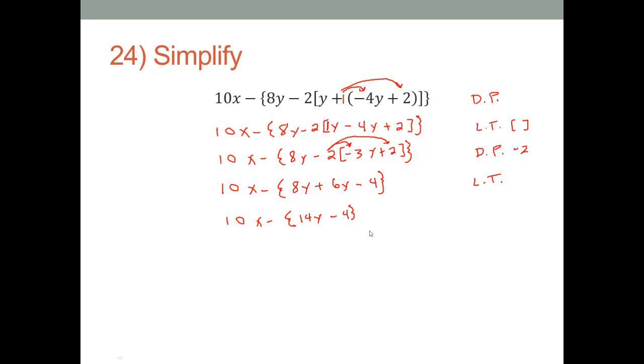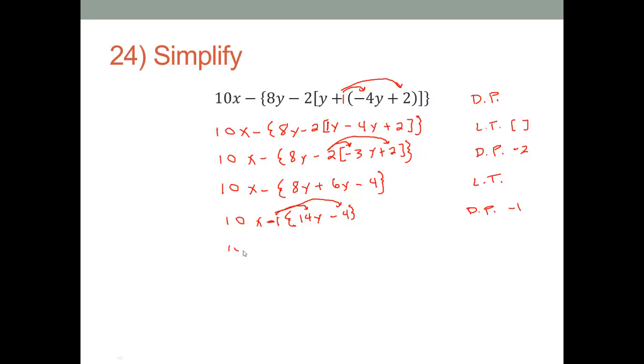Okay, and then my last step is going to be to get rid of the braces. Right now I have a minus in front of those braces. So just like up here where we had a plus in front of the parentheses, we said that was positive 1. Down here that's the same thing as negative 1, and I want to distribute that negative 1 to each one of those terms. So I'm going to use the distributive property again with negative 1.